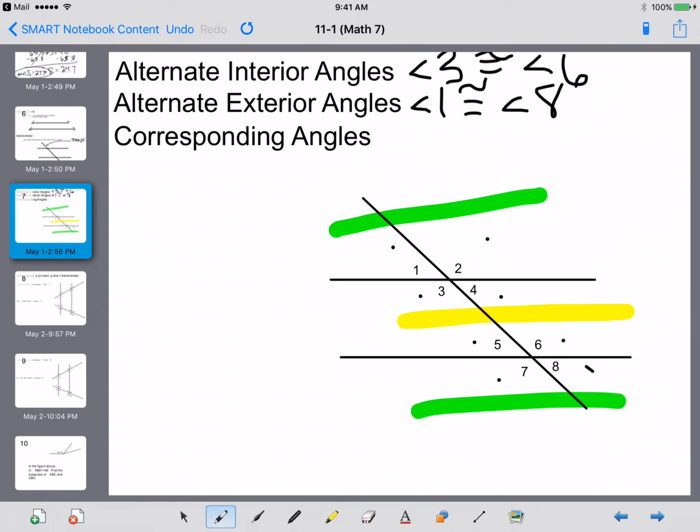Corresponding angles are in the same position on the parallel lines in relation to the transversal. So say we have angle 1. Its corresponding angle, which will also be the same exact measure, is 5, because they're both in the same location on their parallel lines and the transversal. They're both in that upper left-hand corner. So then 2 and 6 go together, 3 and 7 go together, and 4 and 8 would go together.